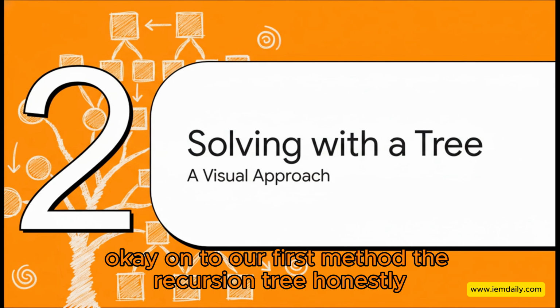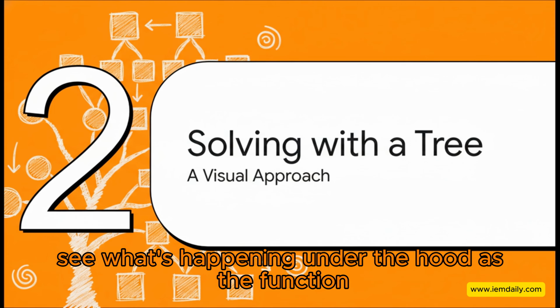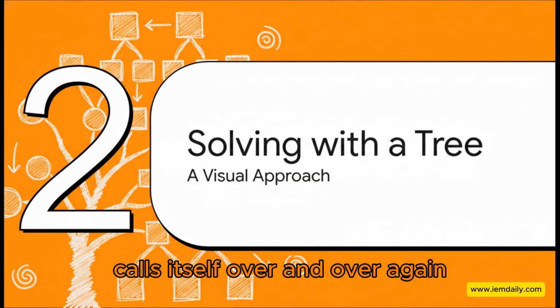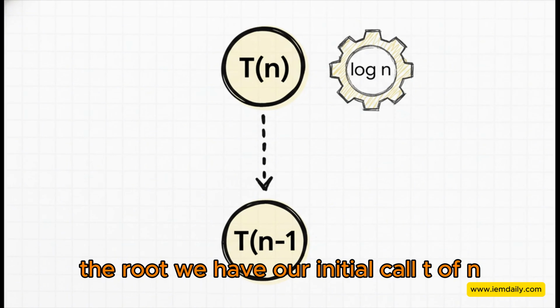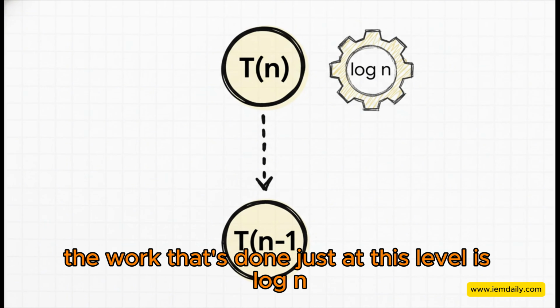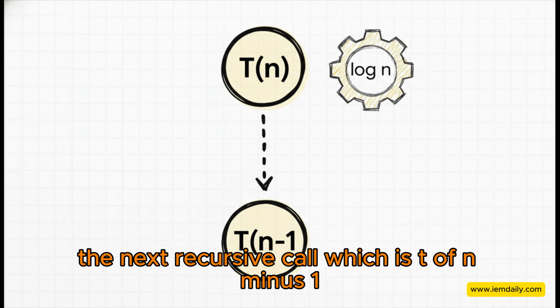Okay, on to our first method, the recursion tree. Honestly, this is a fantastic way to actually see what's happening under the hood as the function calls itself over and over again. So right at the top of our tree, the root, we have our initial call, T of n. The work that's done just at this level is log n. And from there, this node creates just one child, the next recursive call, which is T of n-1.